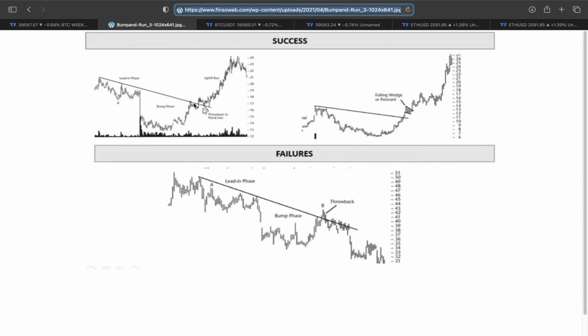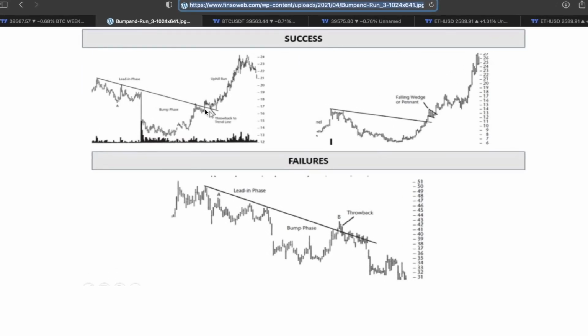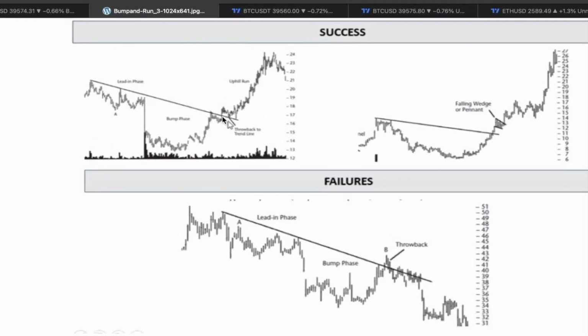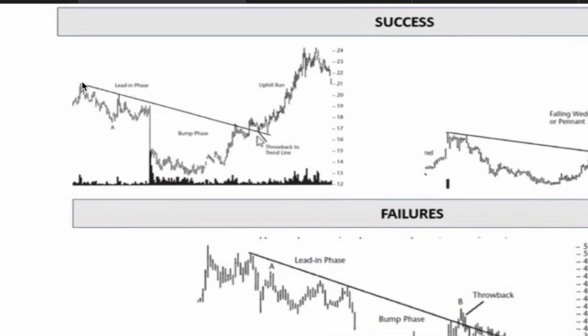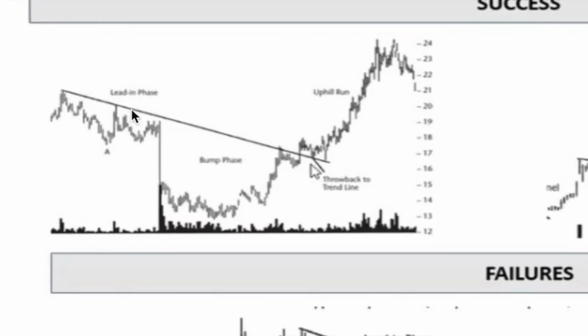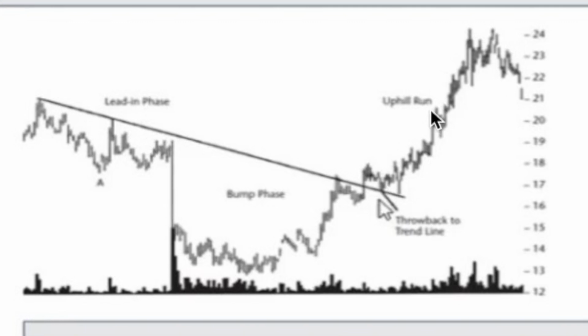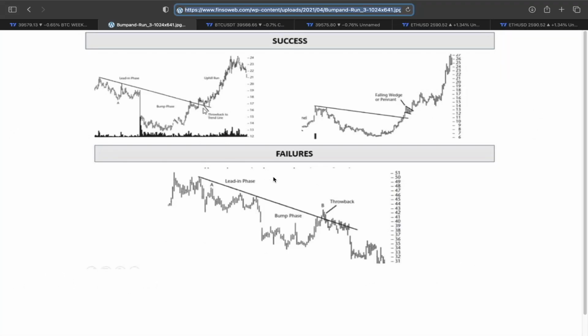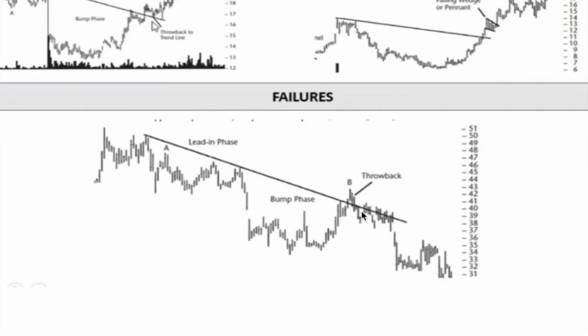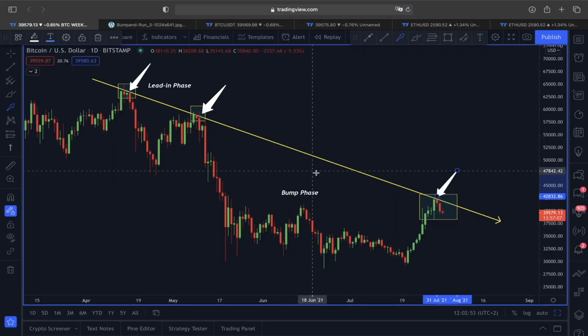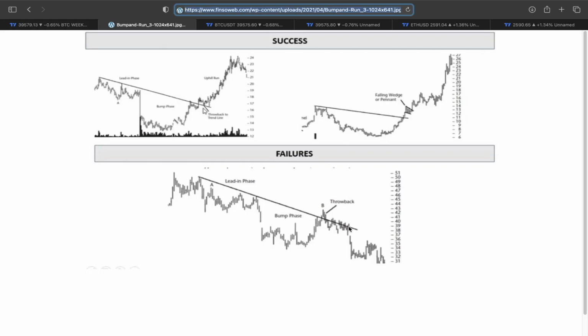So if this is going to be more of a success, we are going to see some sort of a rejection, a pullback type of scenario, a bounce here, breaking out of this previous temporary resistance line, the same line acting as a support, and then this new uphill run. If this is going to be a failure, we are also going to see a rejection out of this resistance line, and price is never going to find support above this resistance line, and after that leading to this price pullback.